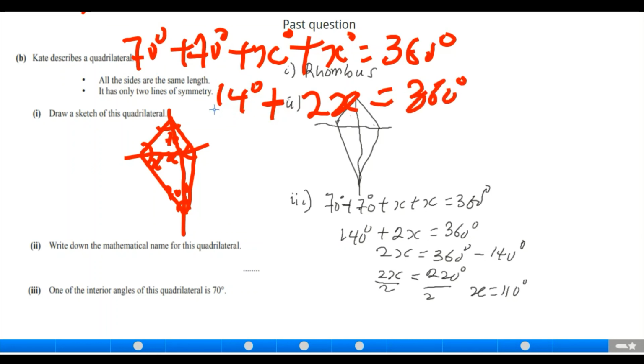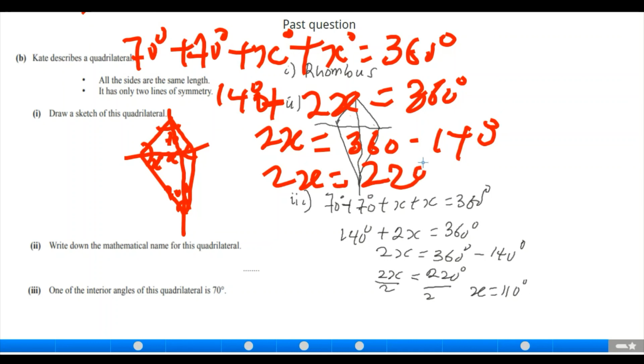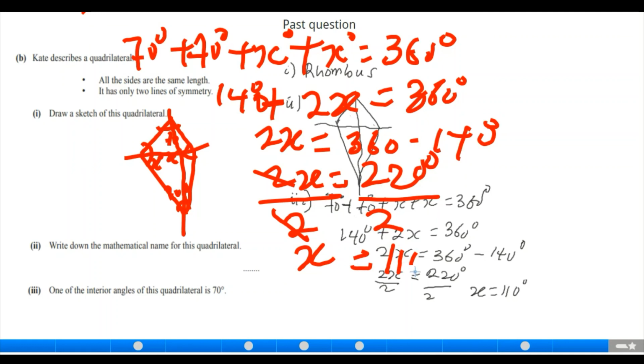We want to get x, so we take 140 degrees to the other side, and it changes to minus 140 degrees. So 360 minus 140 degrees gives us 220 degrees. We want to get x out, so we divide both sides by 2. We cancel 2 on one side, and we have x. 2 goes into 220, 110 times. So our x is going to give us 110 degrees each.